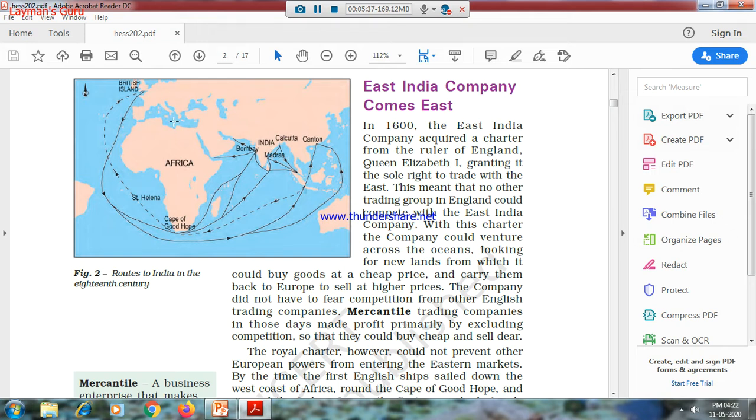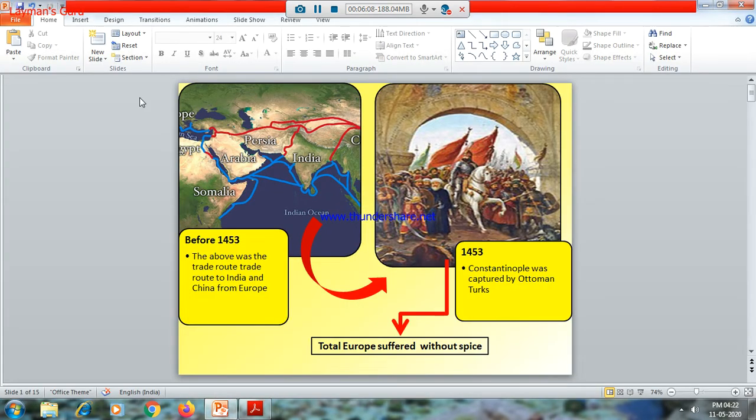But first of all, until 400 years before, the spicy need of man's tongue was taken care of by our Indians and all these spice islands. This is the Spice Island. So they wanted to trade with India for these spices. See, this is the route they took to India before 1453. They went to China for silk and they went to India for spice.